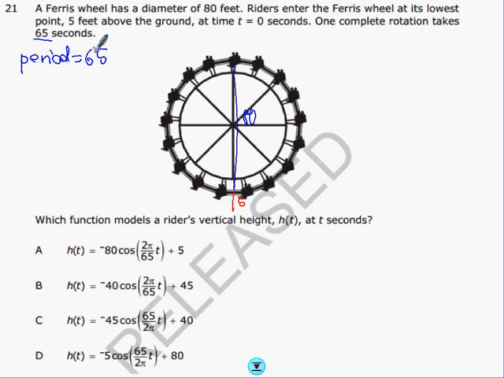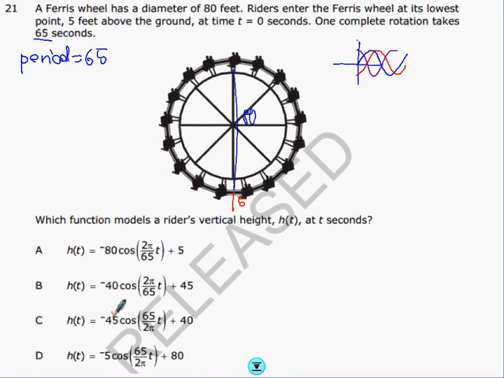All right, which function models the vertical height at t seconds? Okay, notice we have no phase shifts. So that is to say that we start right at the beginning. Sine of 0 is 0, and it's going up. That's the sine function. Cosine function starts at 1 and goes down. Negative cosine is the one that starts upside down. So negative cosine is what we need. They're all negative cosines. That's great. Glad to confirm that.